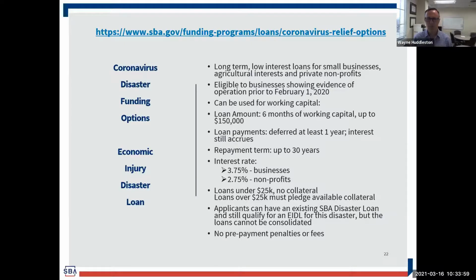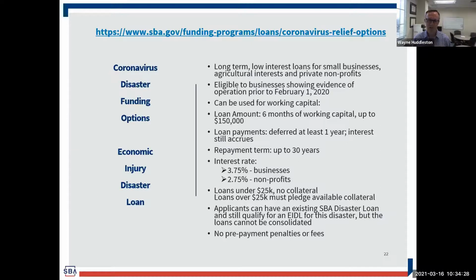If you do keep the loan, you have 30 years to repay that loan. Interest rate is 3.75% for business owners, 2.75% for nonprofit leaders. If the loan is under $25,000, no collateral is needed. If it's over 25, you must pledge some collateral. You can have existing disaster loans. So if you already have a disaster loan under Maria, you can have another disaster loan with this one as well, but you cannot consolidate the loans. You cannot use one loan to pay off another.